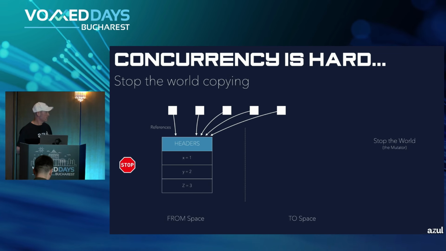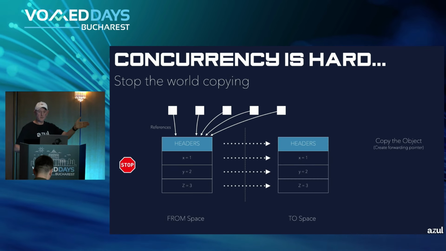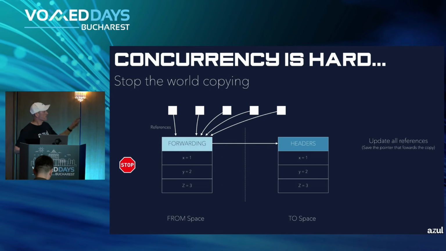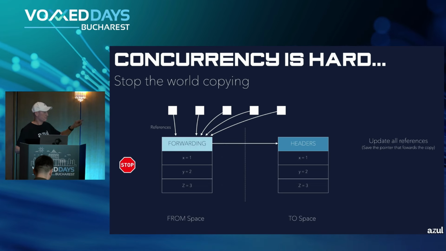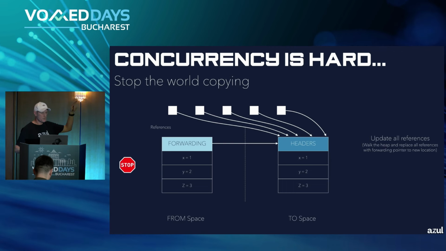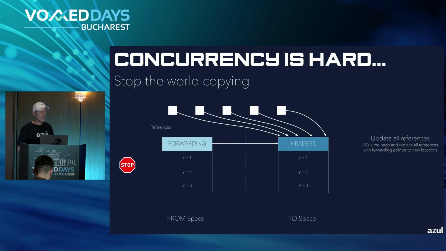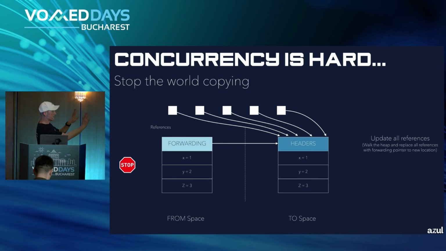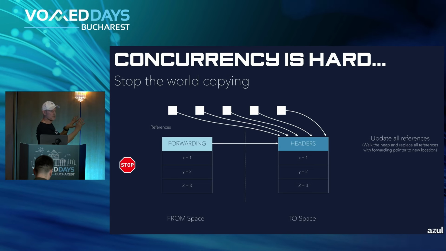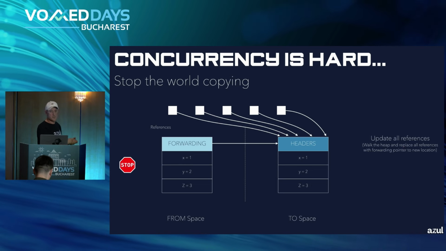So if we do stop the world, then we stop the world, easy peasy, copy this stuff to the new location, then we install a so-called forwarding header in the old header, and then we update all the references to the new location. Once we're done with that, we can remove the old object. Keep in mind that for this amount of time, we have to use both memories, right? So both objects take up space.